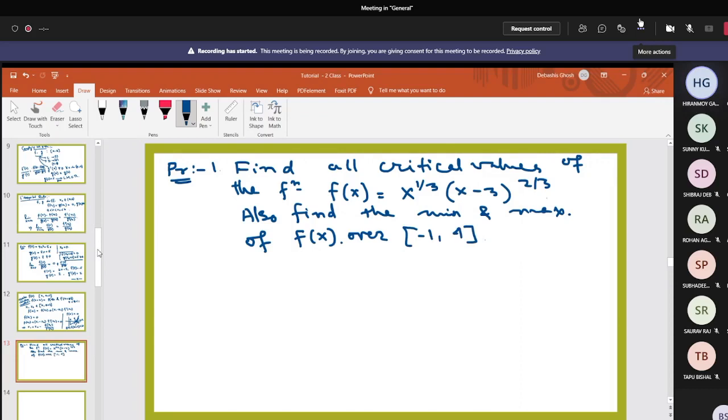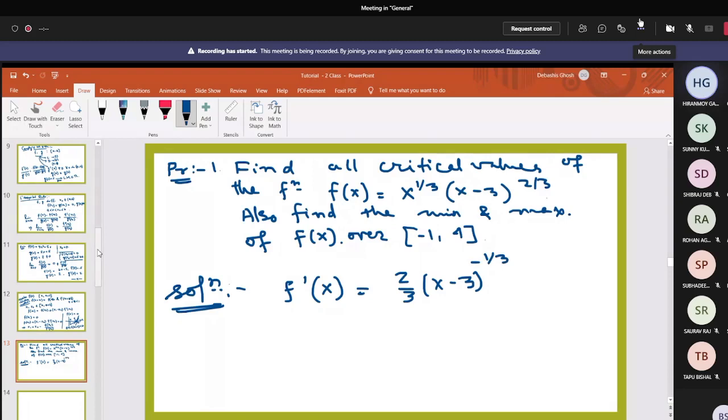So you have this function. You can see that it is continuous, but if you are going to find the derivative of this function, f dash x, it comes to, if we differentiate the first one, that will give you 2 by 3 (x - 3)^(-1/3) x^(1/3) plus x^(-2/3) times 1 by 3 (x - 3)^(2/3).